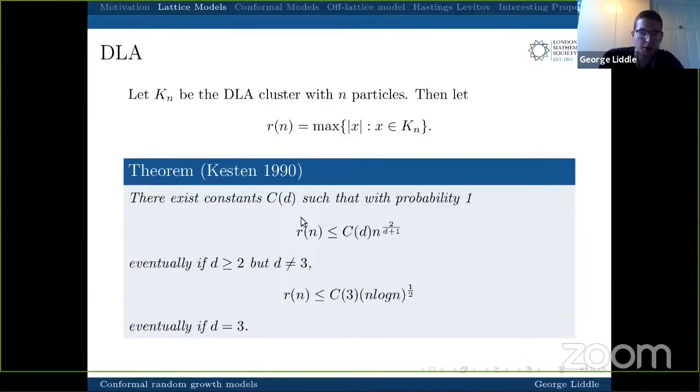But because we don't have a lower bound, this actually doesn't rule out the case that we might converge to a disk, like the tumor example at the start. Okay.